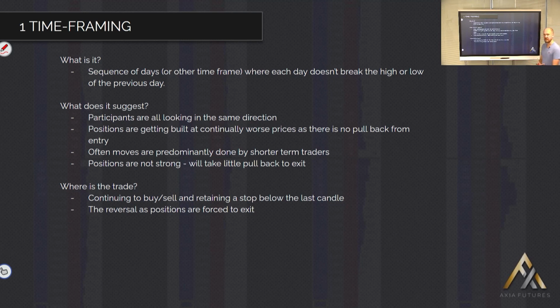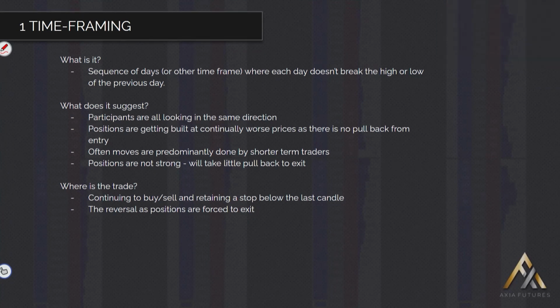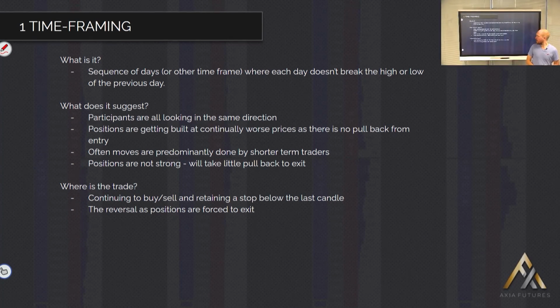What's it suggesting? Well, the main suggestion is that everyone's looking in the same direction because no one's even trying to sell. There's no pullback in any of the movement. So everyone's looking for the same thing. And what that also means is that people are now having to buy at worse and worse prices. If you're waiting for a pullback and you're not getting it, you're effectively forced to buy at higher prices.